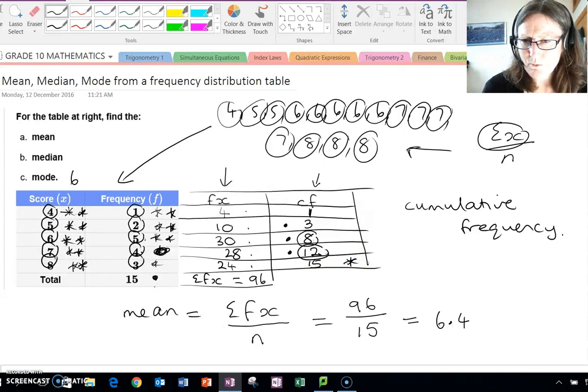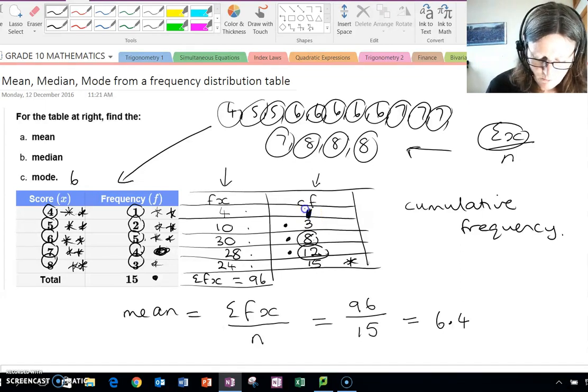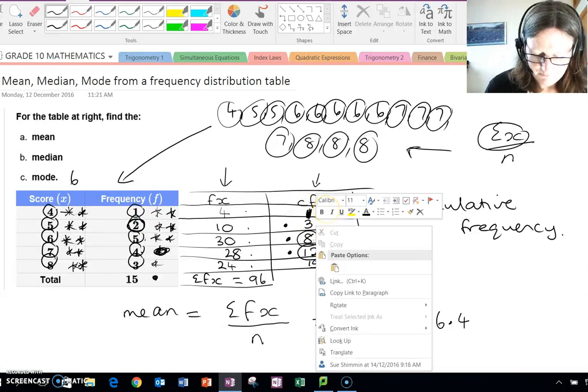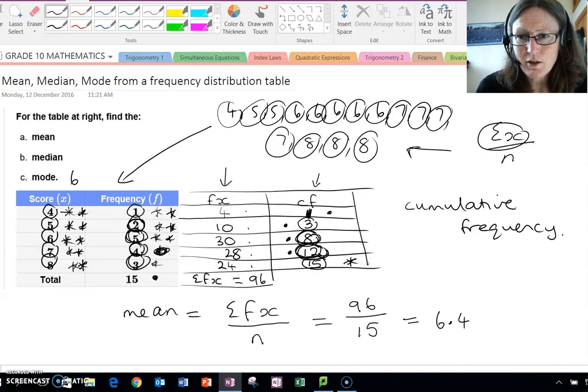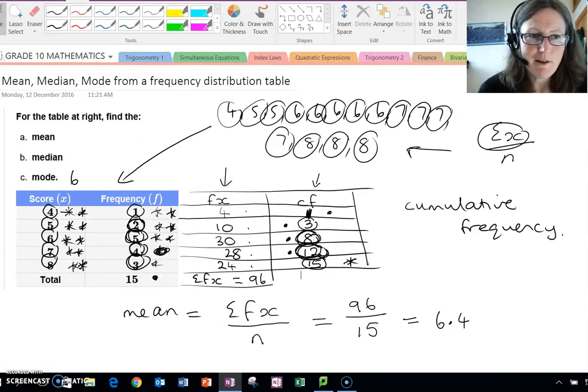So let's just go over the simpler way to do the CF column. We start with the number here, 1, that's what's there. And then we say 1 plus 2 gives us 3. Then we say 3 plus 5 gives us 8. 8 plus 4 gives us 12. 12 plus 3 gives us 15. So that's the first part for the median. We've done our CF column.